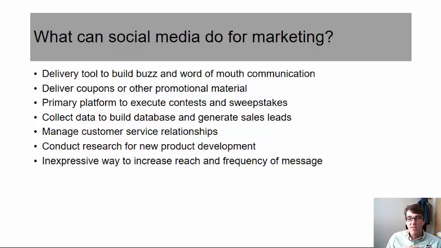They start their social media way in advance and figure out how they can ramp up to really build buzz out there. Deliver coupons or other promotional material. When was the last time that you received or saw a coupon or promotion through social media? Deliver platforms to execute contests and sweepstakes. I know I've participated in sweepstakes that I've seen, or different contests.